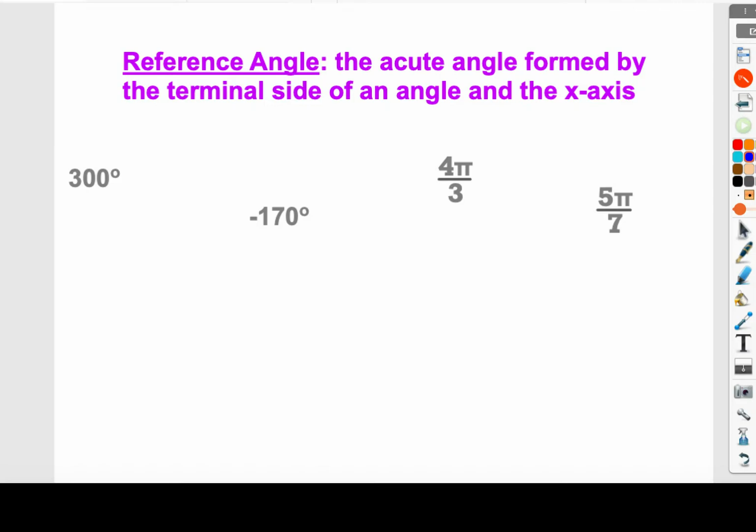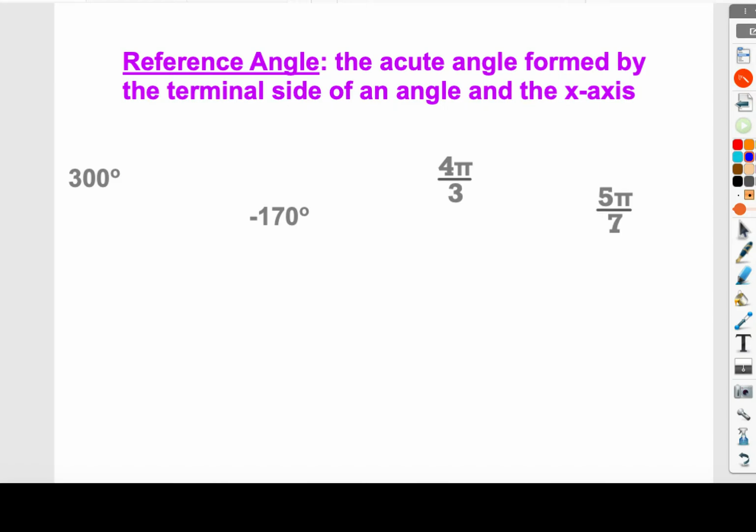The reference angle is just the acute angle formed by the terminal side of an angle and the x-axis. Now notice they didn't say positive x-axis, right? Just the x-axis. So no matter what quadrant we're in, we're going to take that angle from whatever terminal side we're looking at and draw it straight to the x-axis.